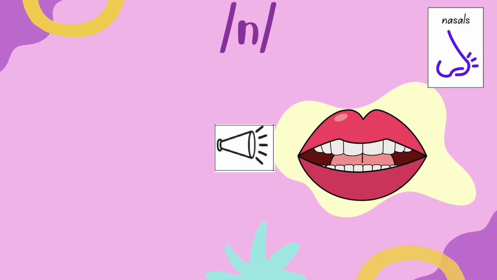Next we have n. The n sound is very similar to the m sound. We make the n sound by pushing air through our nose, but our tongue is behind our top teeth. Our voice is on. You try. N.